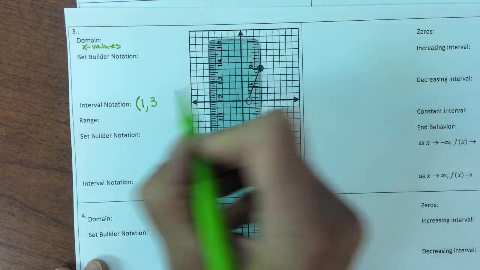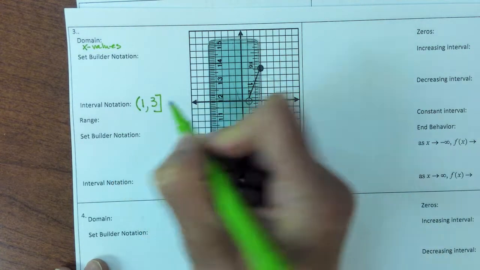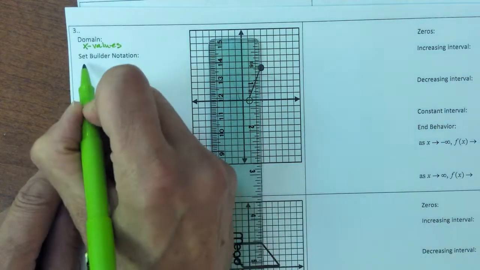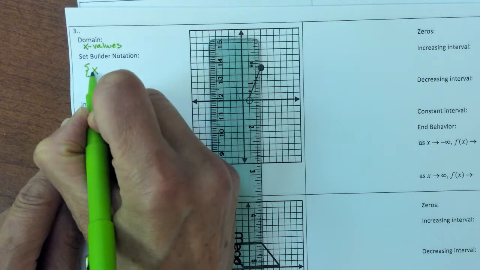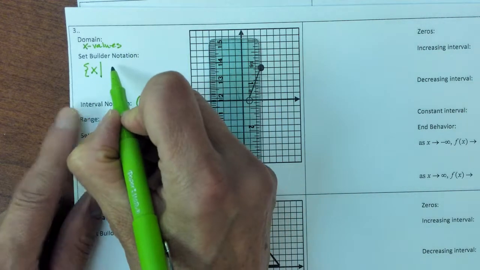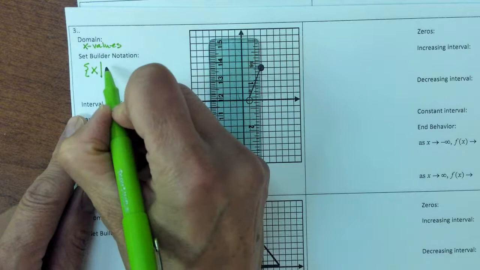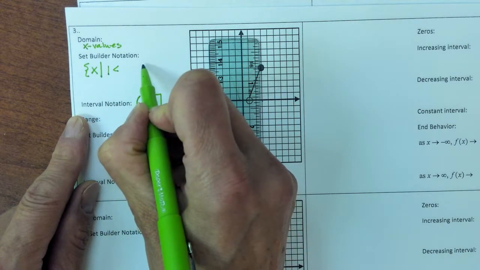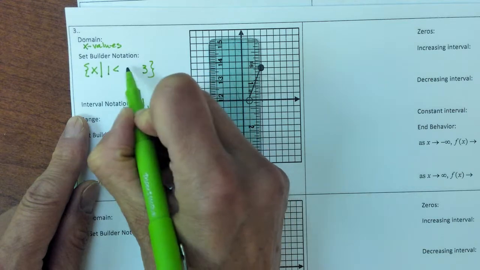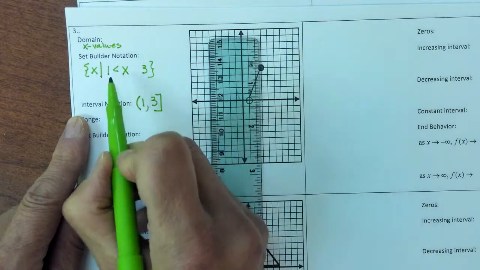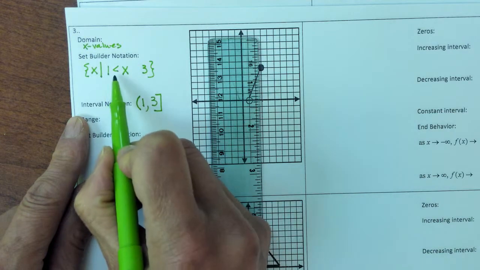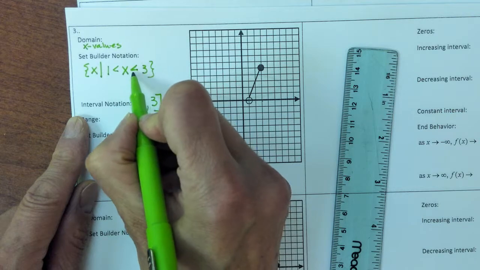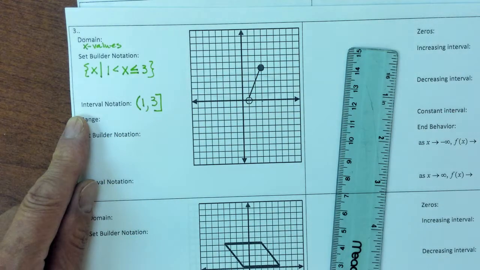Because this is a closed circle, I'm going to put a closed bracket. So set builder notation would be the set of x such that, well, where do I start? I start at 1. 1 is less than 3, right? So I'm going to write my 1 on that side and my 3 on that side and my x in the center. But it doesn't include 1, so there's no equal sign. It includes 3, so I have to have less than or equal to there.